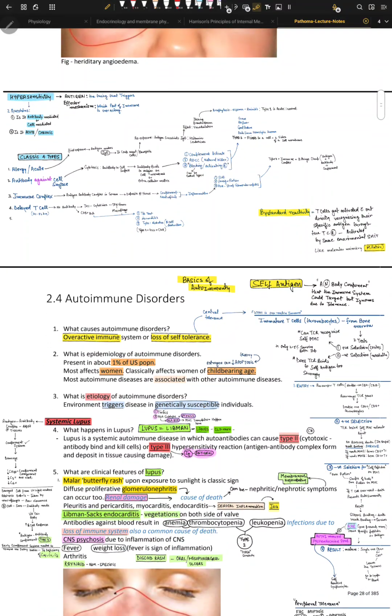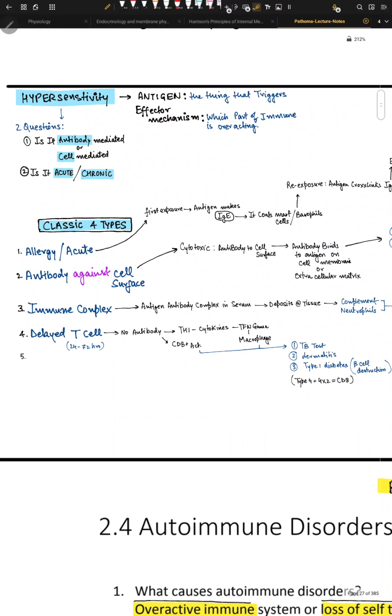Before going further, let's try to understand what is hypersensitivity. What's the concept of the 4 types of hypersensitivity. Hypersensitivity is when we are sensitive to some sort of antigen that can be exogenous or endogenous. It can be an antigen from within ourselves, or an antigen from the environment, and we have thousands of antigens from outside. This antigen is the thing that can trigger our immune system. That's the antigen. And the effector mechanism is the part of the immune system that is overreacting to that antigen.